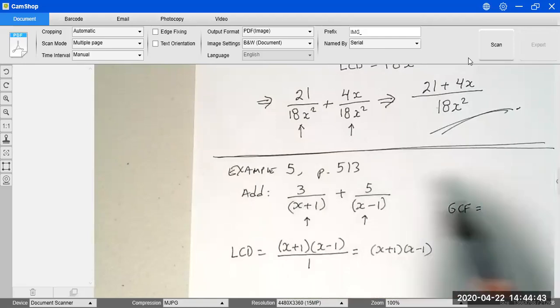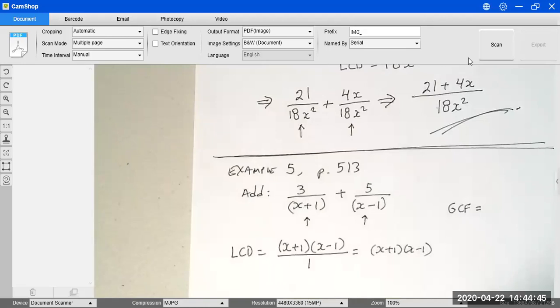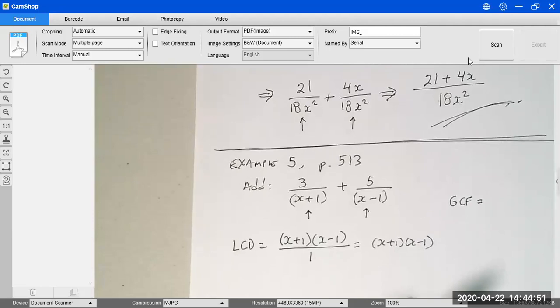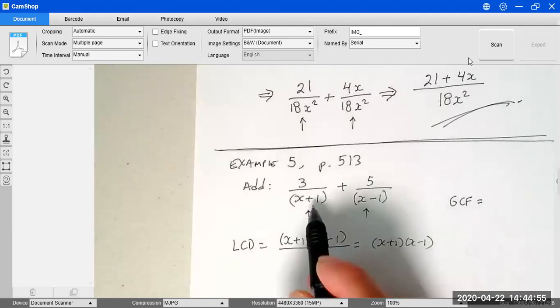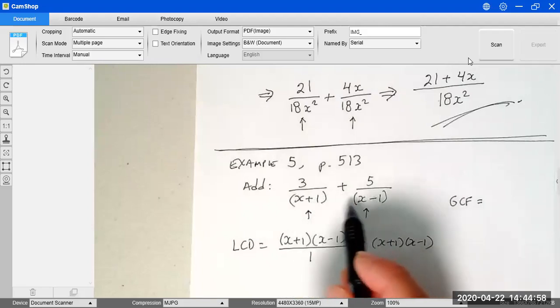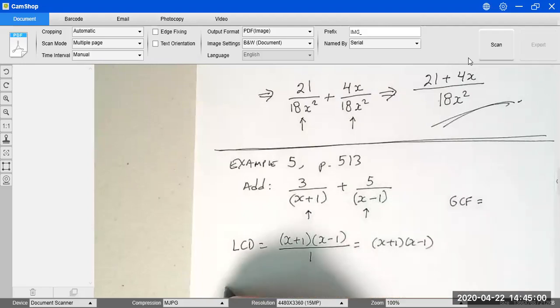You just multiply both variables. Remember, you multiply the variables. But you can use the method that is in the book. The method that is in the book is just factoring everything. So in this case, the denominators are already in factor form.